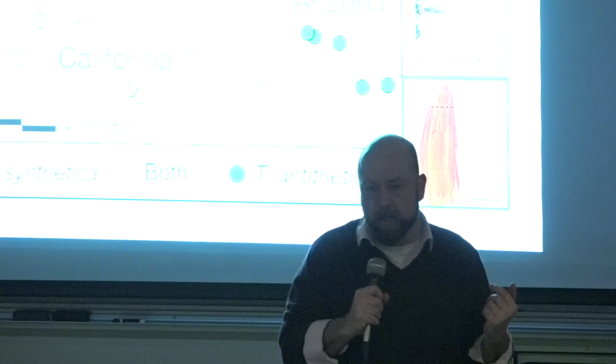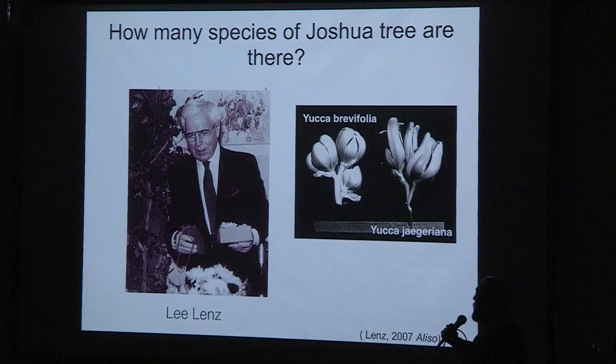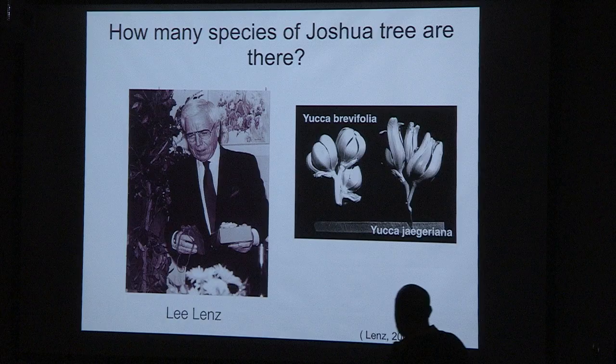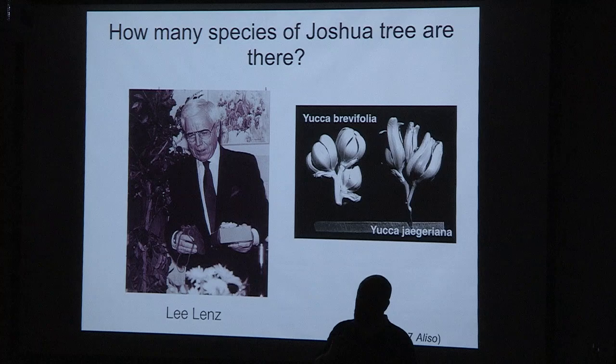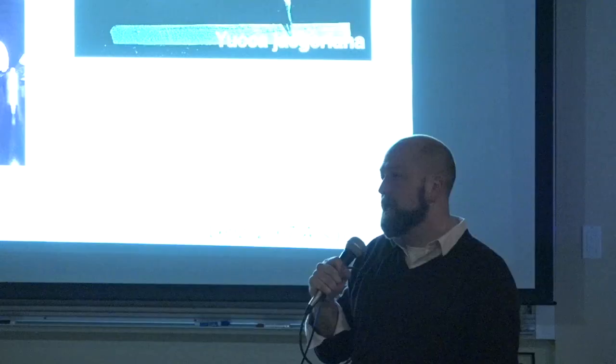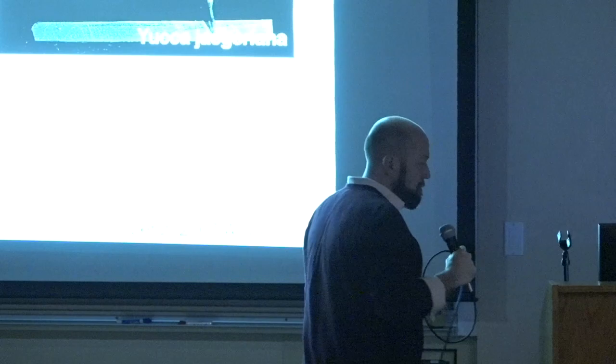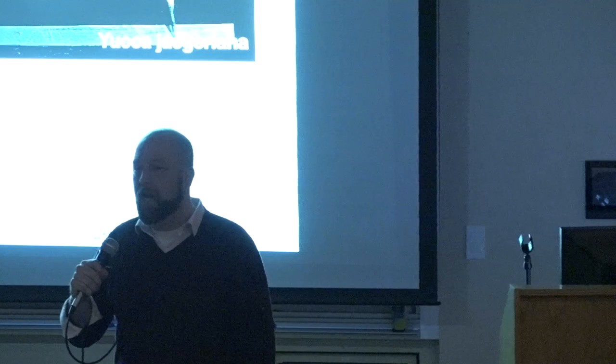Around that time also, this guy named Lee Lenz, who is the curator of the Rancho Santa Ana Botanical Gardens in Claremont, California. He looked at Joshua tree's flowers, and he was like, you know what? The flowers are really different, too. And Lee said, in my opinion, as a botanist, I think that these are actually different, not varieties, like McKelvey said, I think these are different species. Okay. I have a lot of respect for Lee. But I differ with Lee in when I'm ready to call things different species.